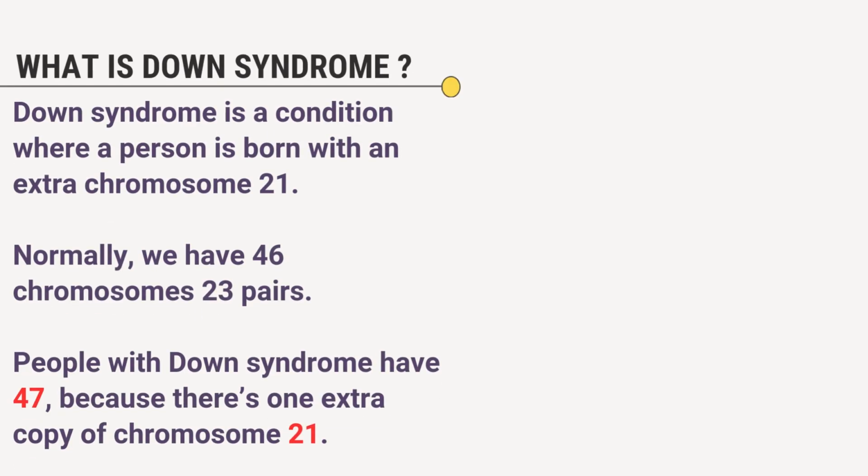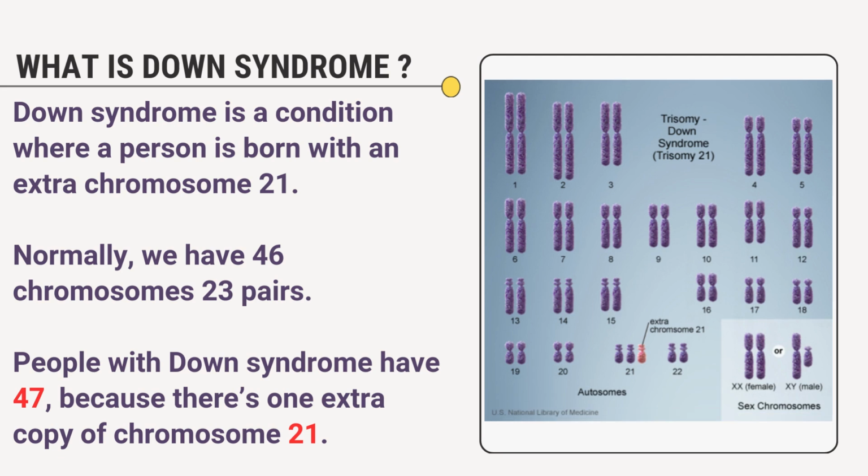What is Down syndrome? Down syndrome is a condition where a person is born with an extra chromosome 21. Normally, we have 46 chromosomes formed in 23 pairs. But people with Down syndrome have 47 chromosomes, because there's one extra copy of chromosome 21. As you see on this image to the right, there is an extra chromosome at the 21 site which makes them 3 instead of 2, and that is why it is called trisomy, which means 3 chromosomes.